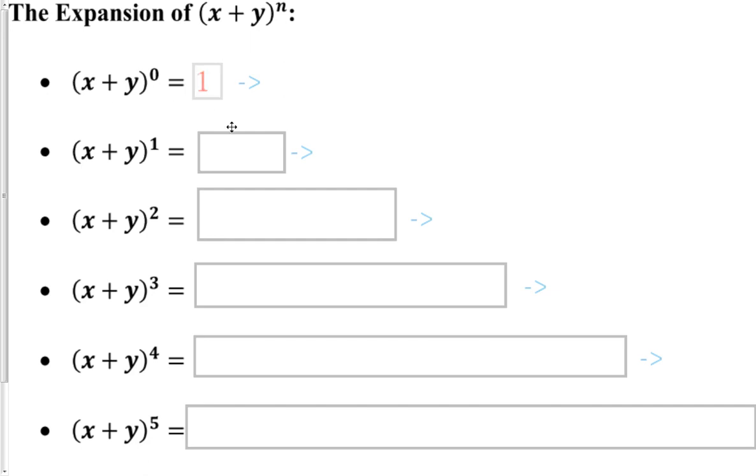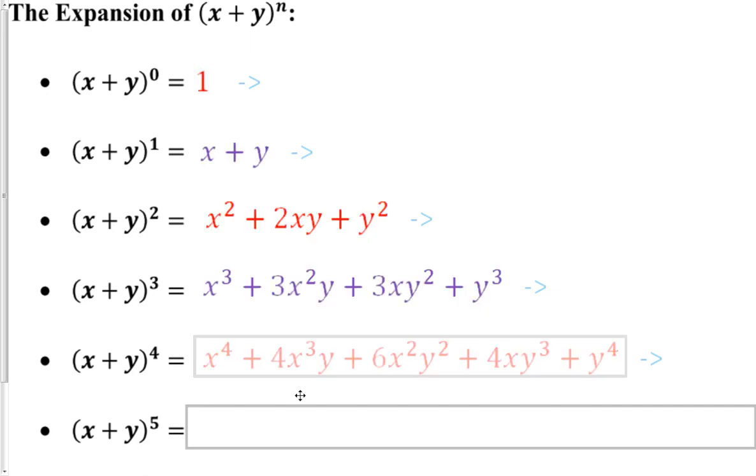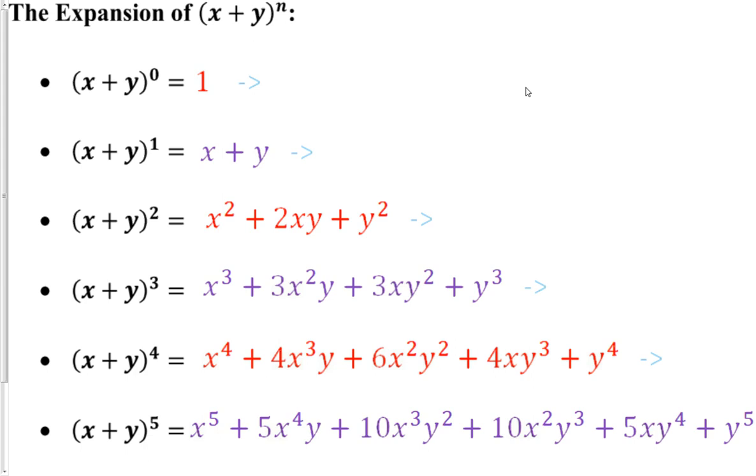So revealing what I show you so far here. Here's what we got. x plus y to the 0 is 1. x plus y to the 1 is x plus y. x plus y squared is x squared plus 2xy plus y squared, and so on. Right, you can kind of see the values there.